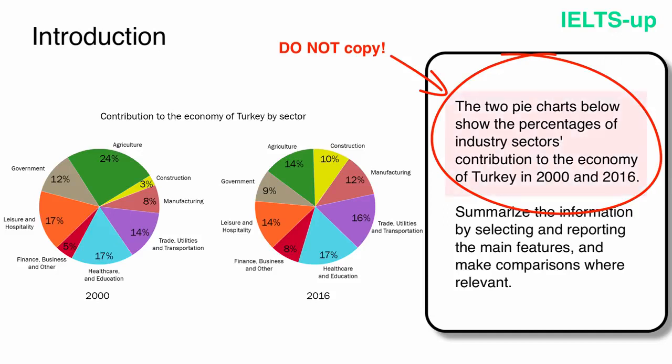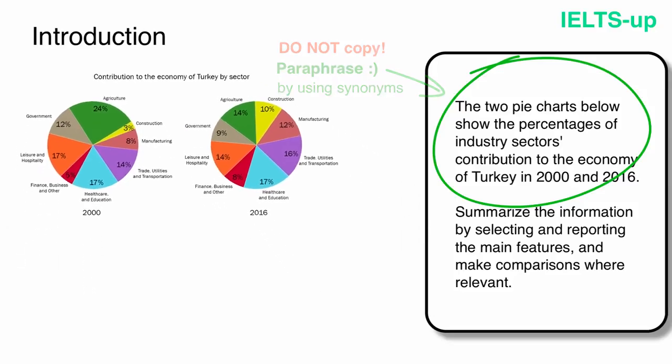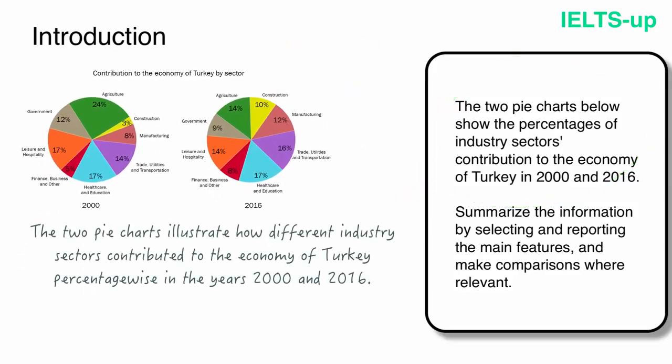Instead of writing, the 2 pie charts below show the percentages of industry sector's contribution to the economy of Turkey in 2000 and 2016, we should write a paraphrased version of this sentence by using synonyms. And here is how I wrote it. The 2 pie charts illustrate how different industry sectors contributed to the economy of Turkey percentage-wise in the years 2000 and 2016.